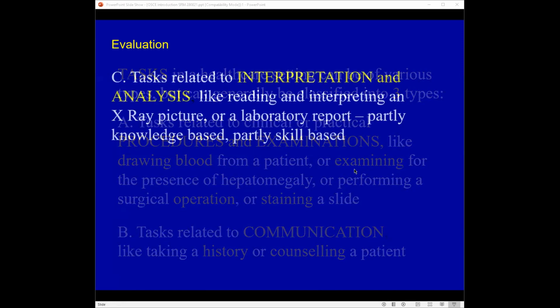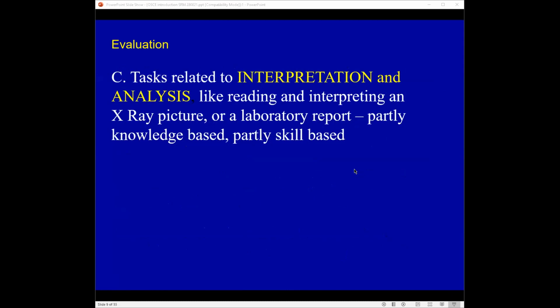And of course, tasks related perhaps to interpretation and analysis. Like, for example, you give a student an X-ray and ask him to read it. Of course, there is a certain knowledge base which we assume here. So there is a cognitive domain issue here. But definitely there is also an interpretation and analysis skill involved here.